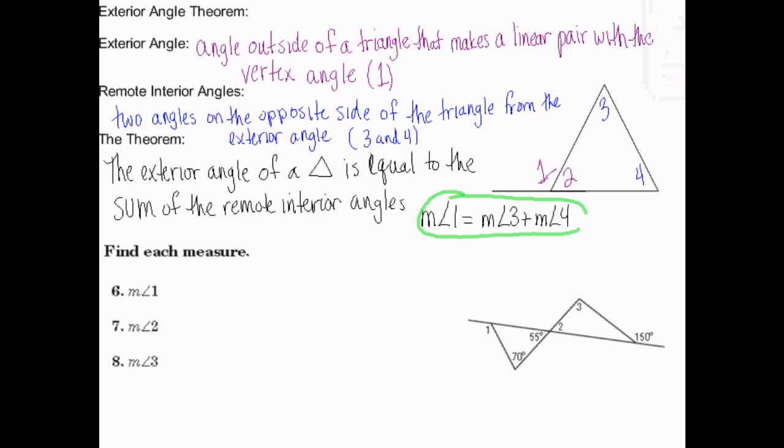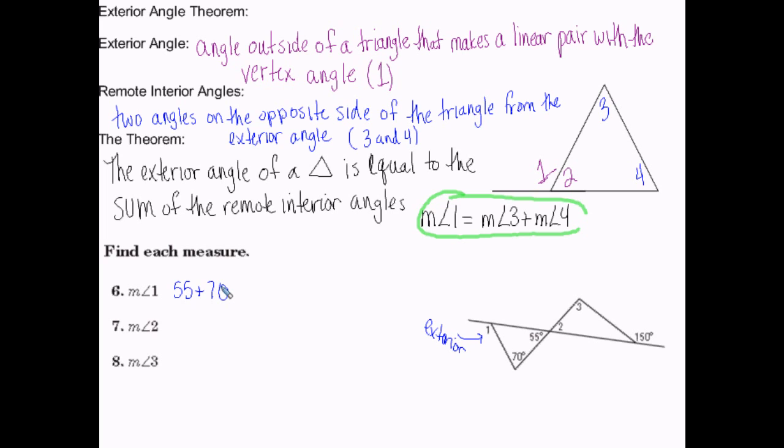So if we have angle 1 as an exterior angle, it's outside right now. So it's going to be equal to the remote interior angles. The ones across from it are these two. So angle 1 is going to be equal to 55 plus 70. So like in our drawing up here, if this is angle 1, this would be our angle 2, and these two would be our angles 3 and 4.